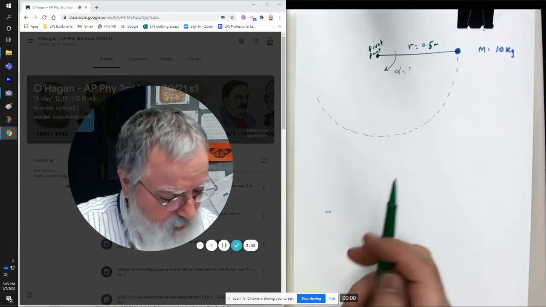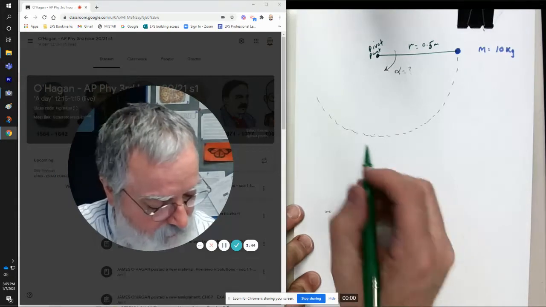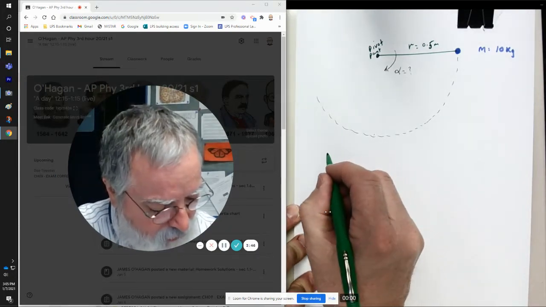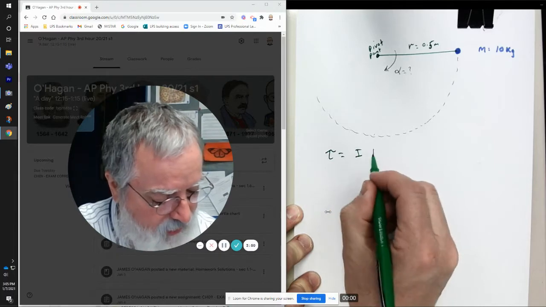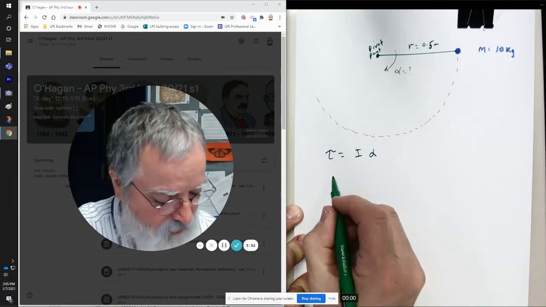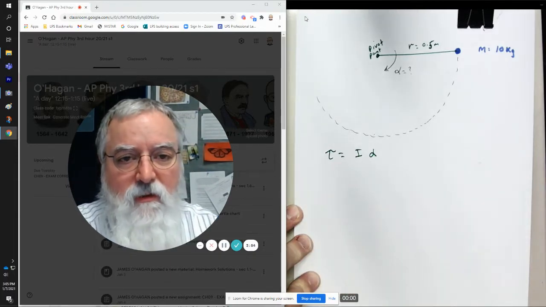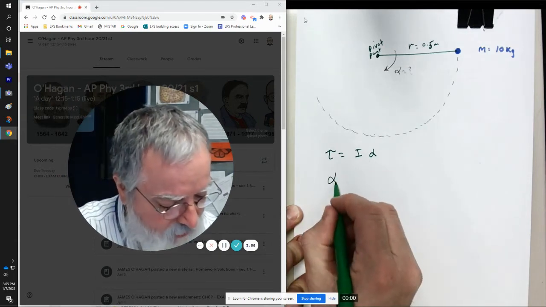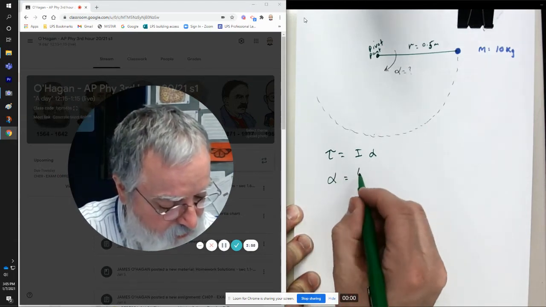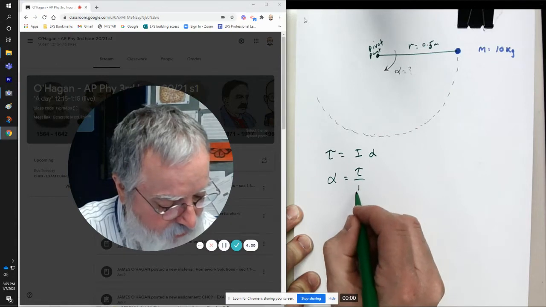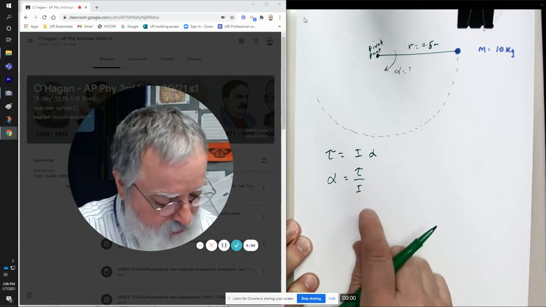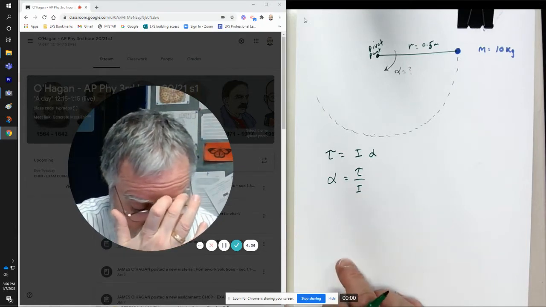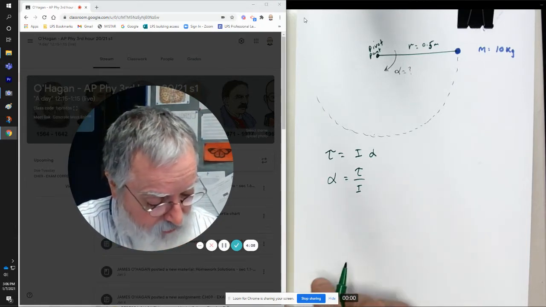Let's start with Newton's second law for rotation. Torque equals I alpha. So angular acceleration, alpha, equals the torque divided by the rotational inertia. I have to figure out these two quantities, torque and rotational inertia. I'll do those down here, and then we'll fill them back in up here and see what happens.